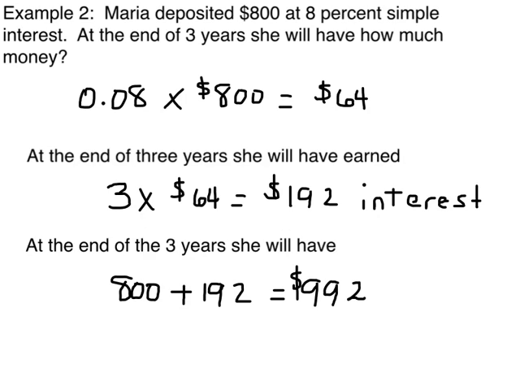Okay, next example. Maria deposited $800 at 8% simple interest. At the end of 3 years, how much money will she have? Well, again, it's rate times the amount, and her rate is 8% times the amount she put in, 800. So she's going to get $64 a year. Now, at the end of 3 years, she'll get 64 times 3, which is $192 in total interest. So when she goes to withdraw that, she's going to have the original 800 plus $192 for a total of $992. Now, remember this. Let's compare it with compound interest.